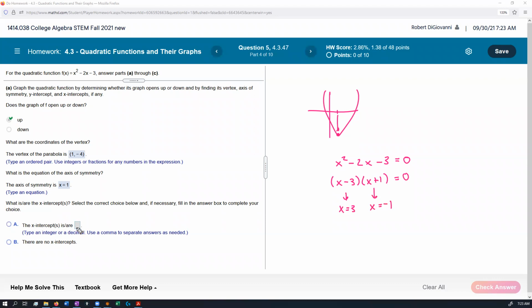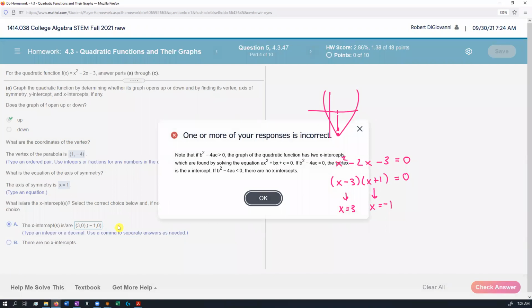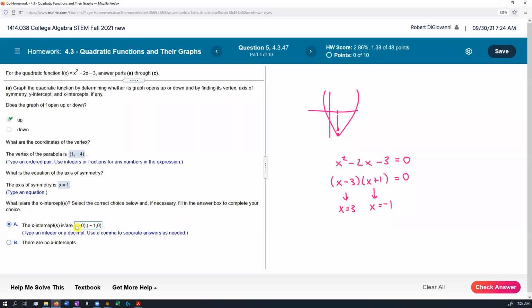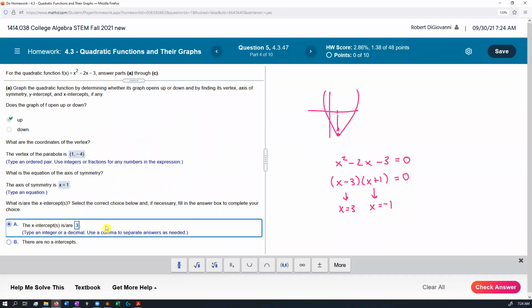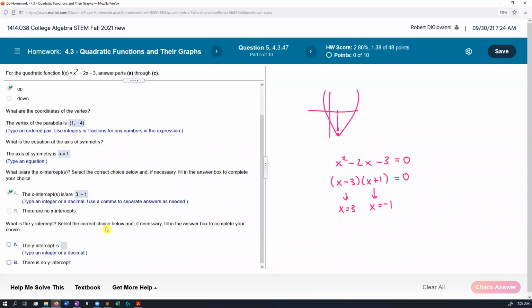So let's see how they want these. Comma to separate the answers. So let's try this. X-intercepts. I'm wondering if they want them as points. I think they do. Let's go with 3, 0. That's the first point. And then the other one is -1, 0. So 2 points. Maybe they just want the x coordinates. 3, -1. Yeah, okay, that's what they want. Okay, the y-intercept, all we do is plug 0 into the function. And if it's in standard form, then it's going to be easy. It's just -3.